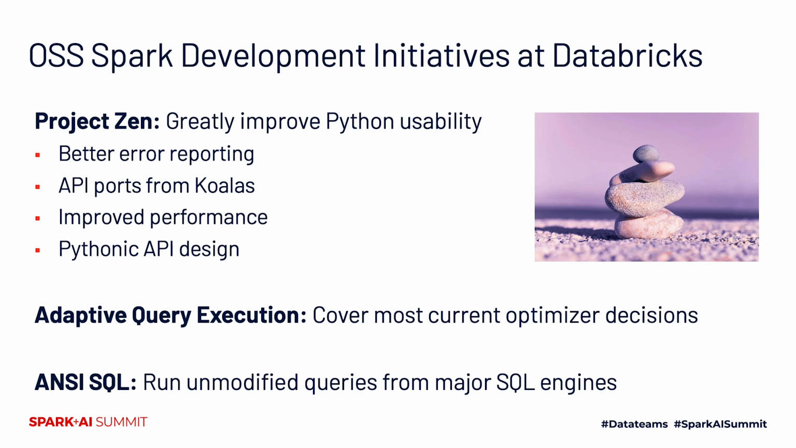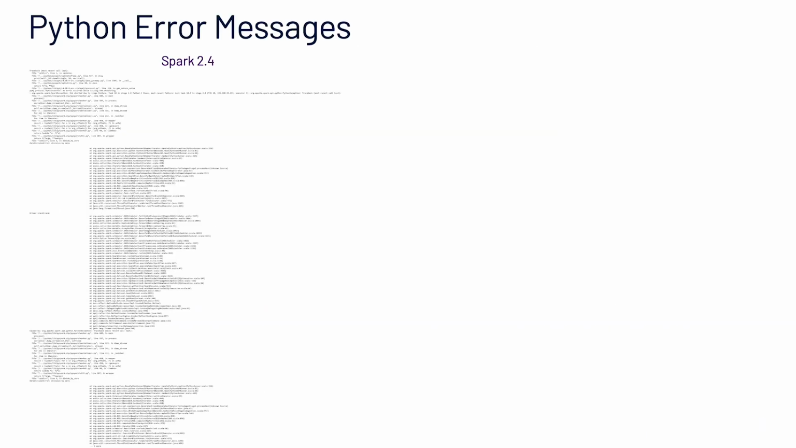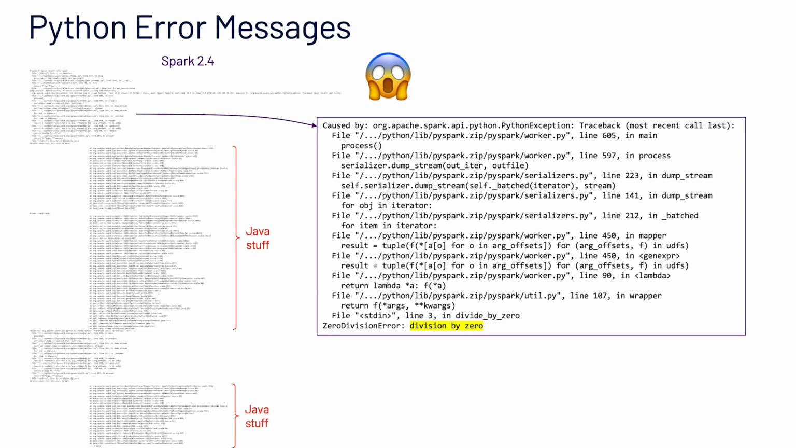Just to give you a couple of examples of the Project Zen features, one of them is around error messages. So if you run a Python computation today and you have an error on your worker process, such as dividing by 0, you get this very scary looking error trace in your terminal. Lots of stuff going on. And if you look at it closely, there's a lot of Java stuff, and maybe you can see part of the error trace is actually about the problem that happened in your Python worker, which in this case was division by 0. But it's pretty unfriendly, especially if you're just a Python developer. It's hard to see exactly what was going on.